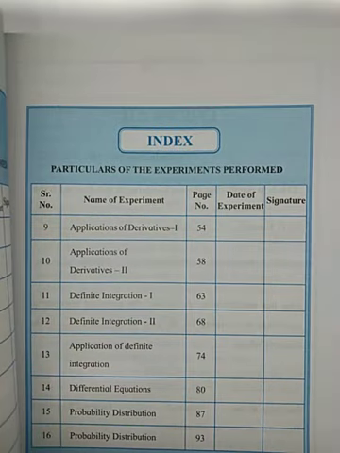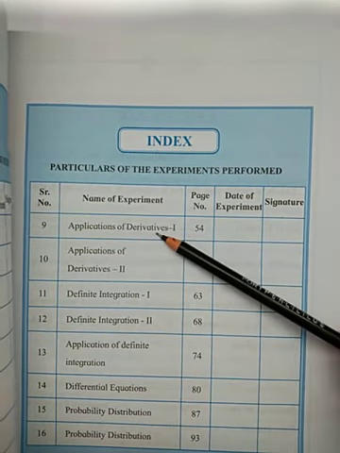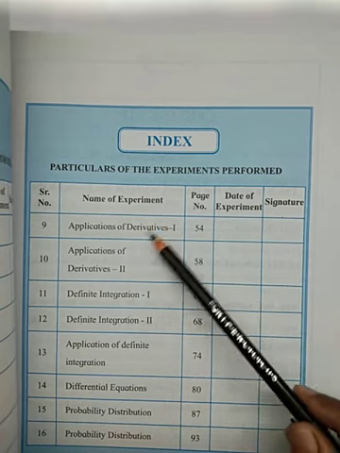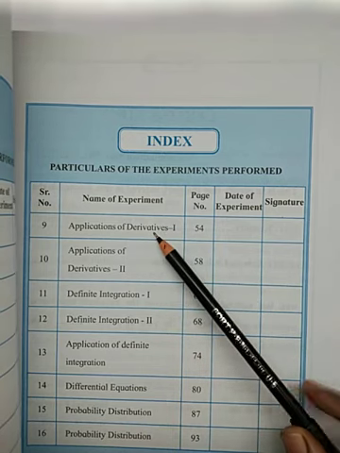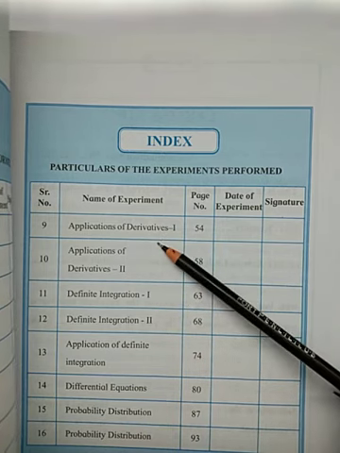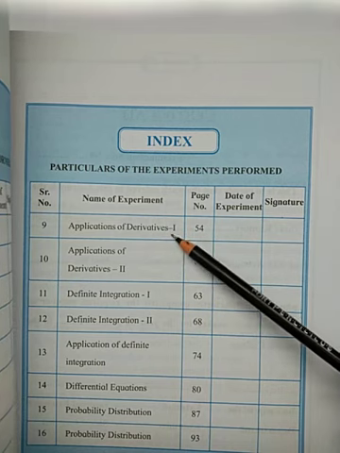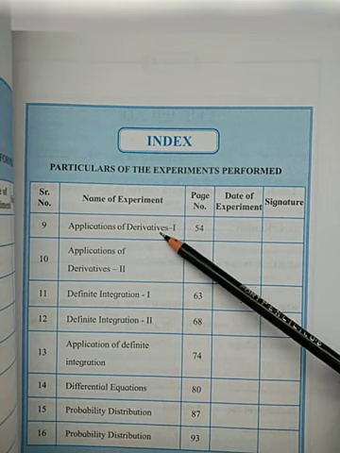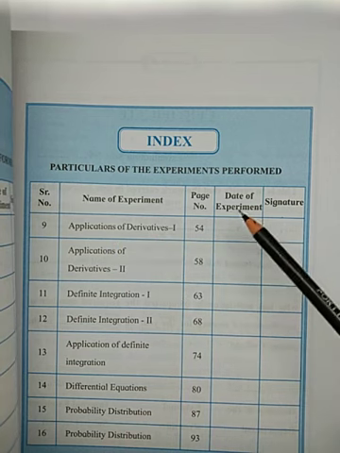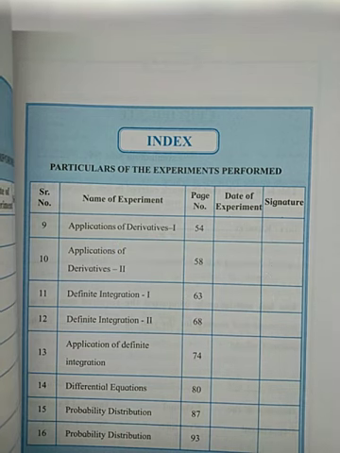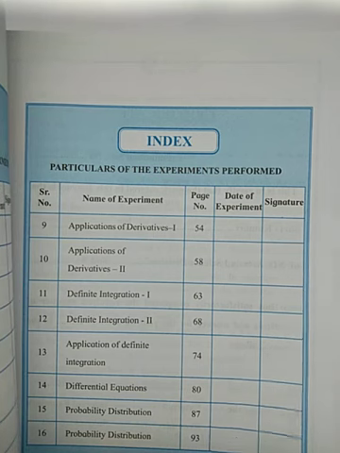Today I will start with practical number 9, that is the 3rd practical, but it is practical number 9. Why am I taking the 9th practical? Because I have completed this theory, application of derivative part 1. That is the reason I am going to start with practical number 9. Here also you will write today's date only, that is 11th January 2021.